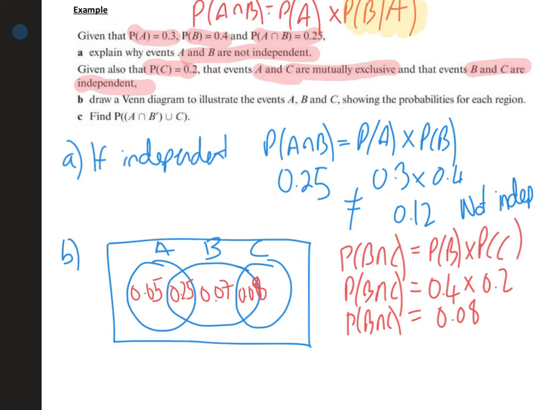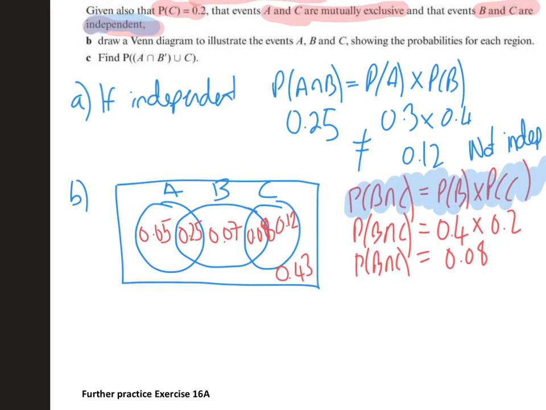C, it told me that was 0.2. I've already got 0.08, so therefore I need 0.12. And to get the outside, I'm just going to do 1, take away all those numbers. So if you just type that in your calculator, I get 0.43. So I've got all the probabilities I need in that diagram. So the key to help me doing that was using the fact B and C were independent, which means I can use that formula there.